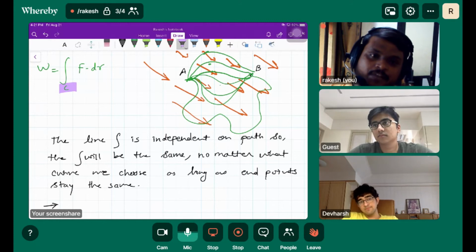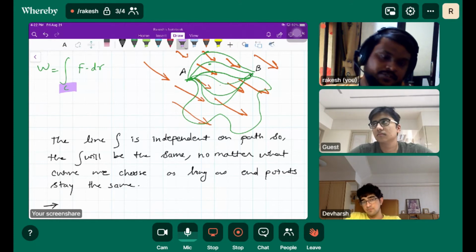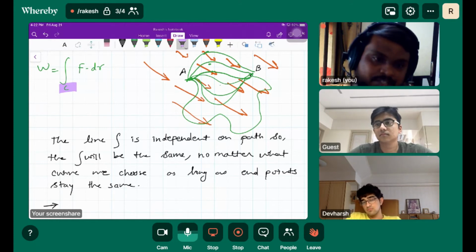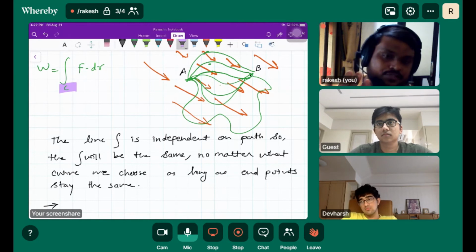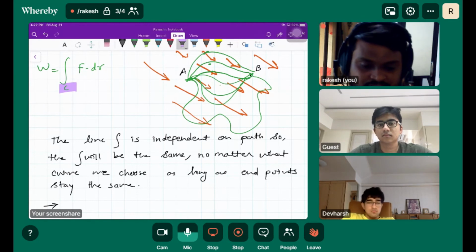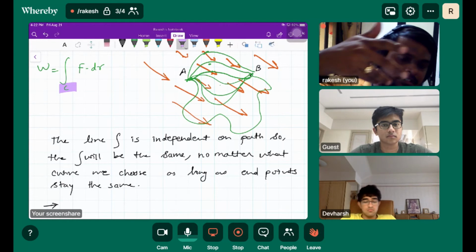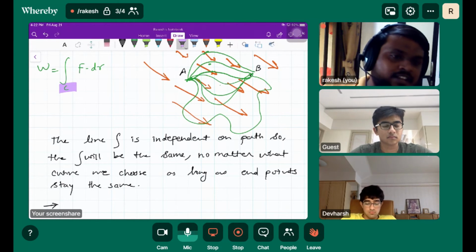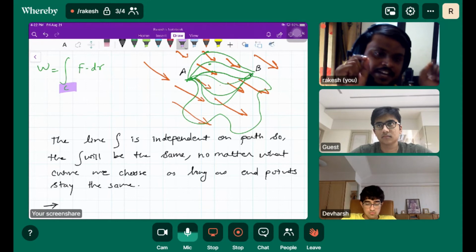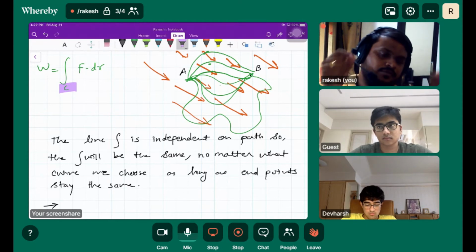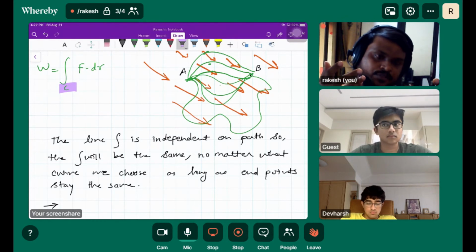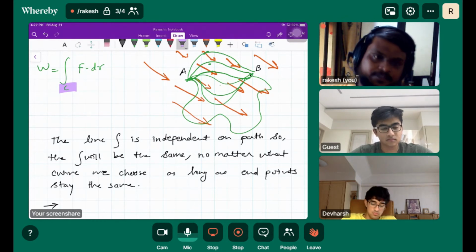That's the advantage of having a conservative vector field. Now we'll see how it happens, like why those workings are reduced. One thing you can understand here is that if the line integral is independent of path, we need not define the curve here. Are you getting the idea? We just want those endpoints, because we can go through any curve, the amount of work done is constant, so no need to define the curve, right?